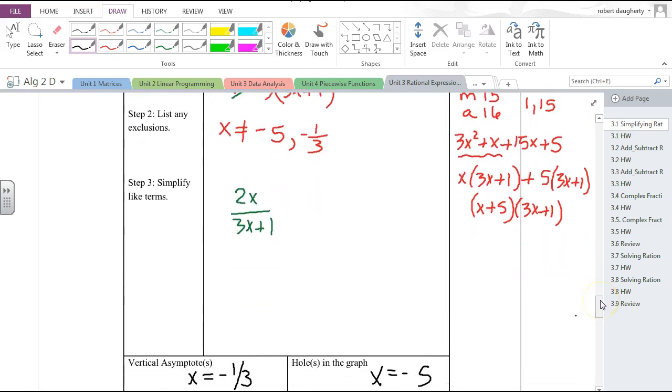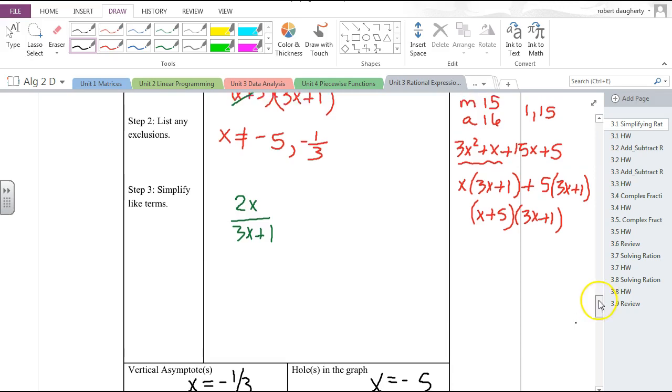So is everyone clear? The exclusions are where the original problem would cause me to have something undefined, dividing by 0. If that is still in the final answer, that exclusion is a vertical asymptote. If that answer went away in the course of simplifying, that just remains a hole in the graph where the domain is undefined. Question?